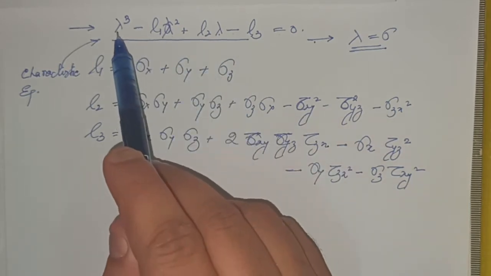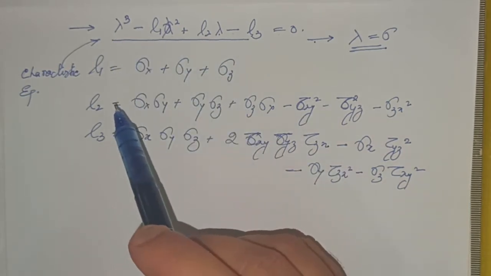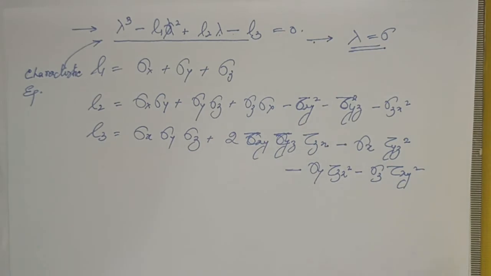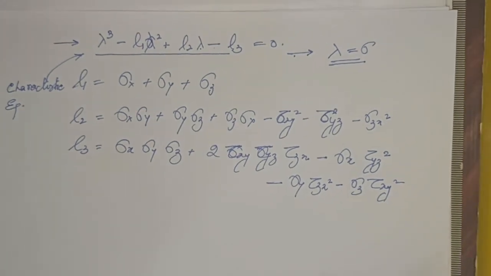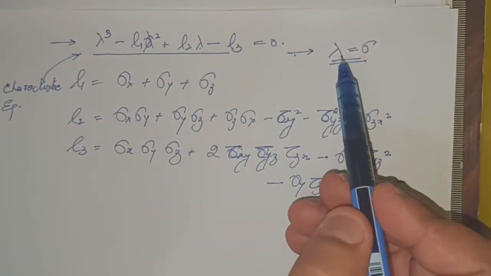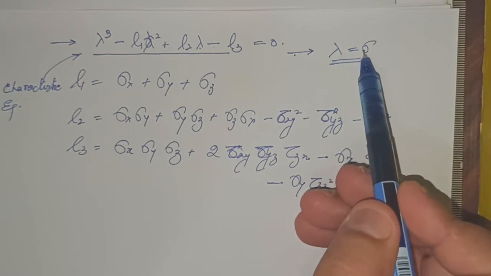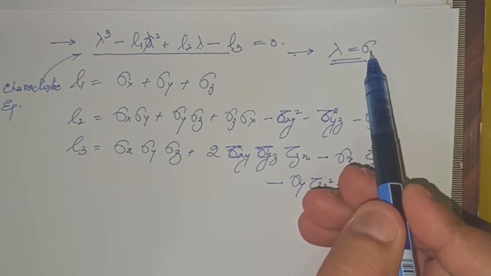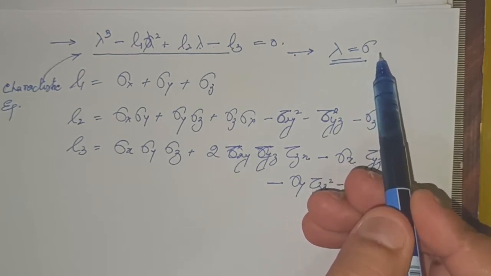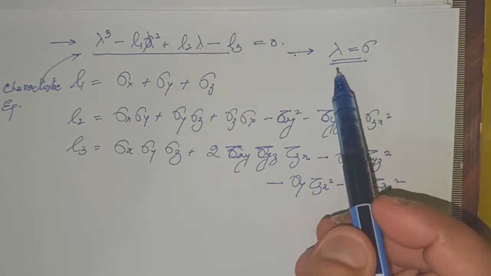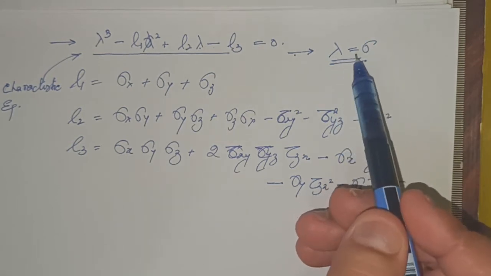And what are your eigenvalues? Lambda 1, lambda 2, lambda 3. In terms of stress, since we are talking about stresses, you can say that lambda is equal to the principal value sigma. Sigma 1, sigma 2, sigma 3 are the principal values. So lambda and sigma are the same.